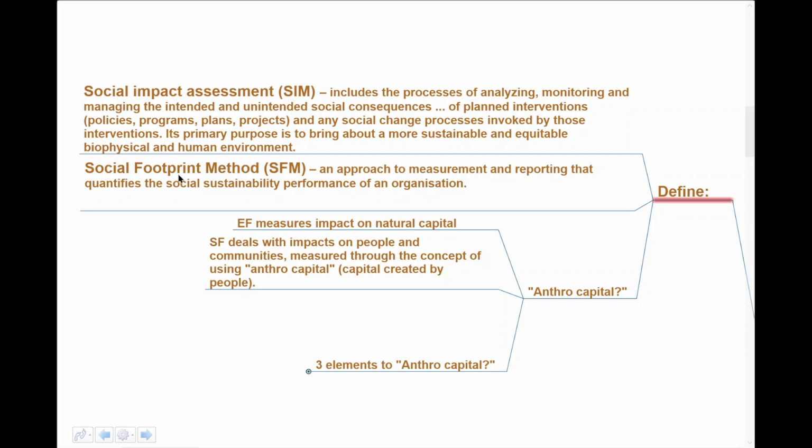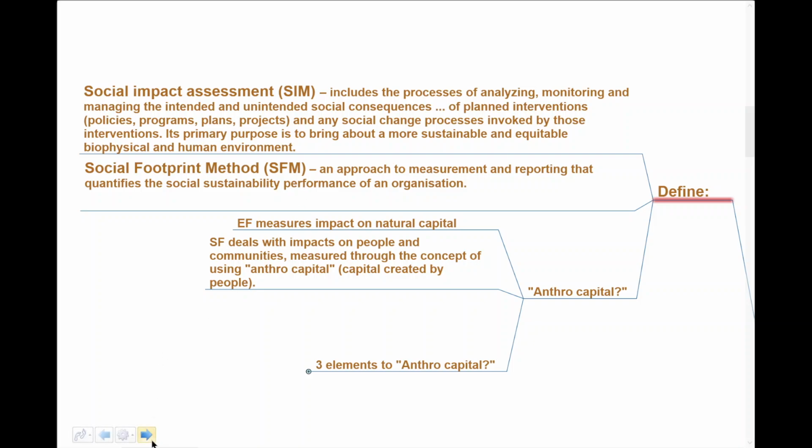Now, the flip side of that really is the social footprint method, SFM. So this is really a measurement idea. It's an approach to measurement and reporting that quantifies the social sustainability performance of an organization. So here we're talking about metrics, okay? Here we're talking about a broad assessment, but here we're talking about some numbers, okay?